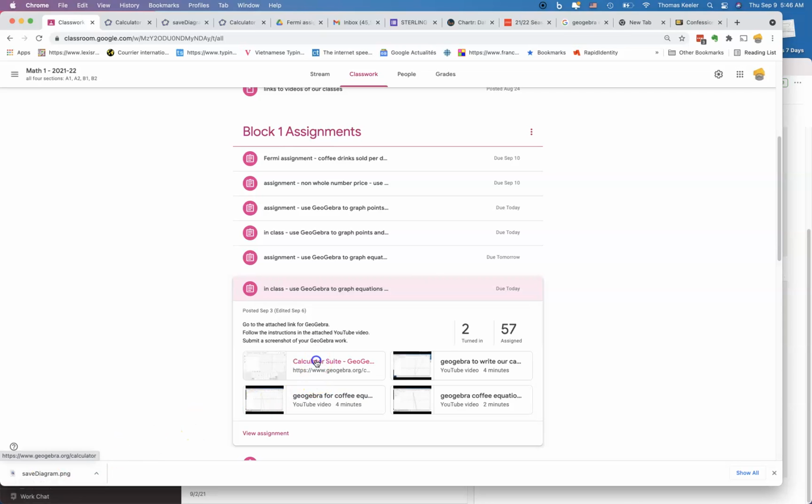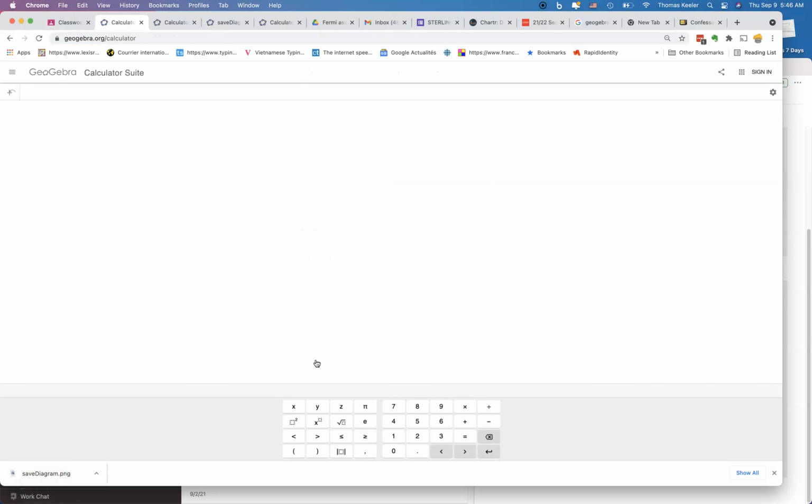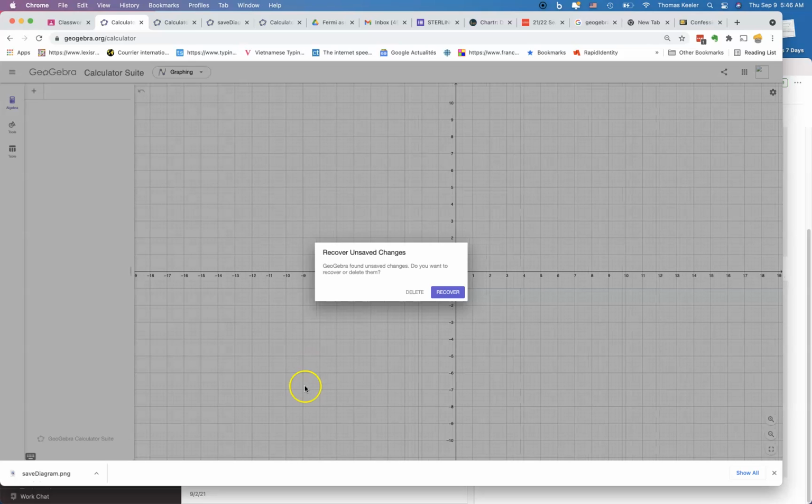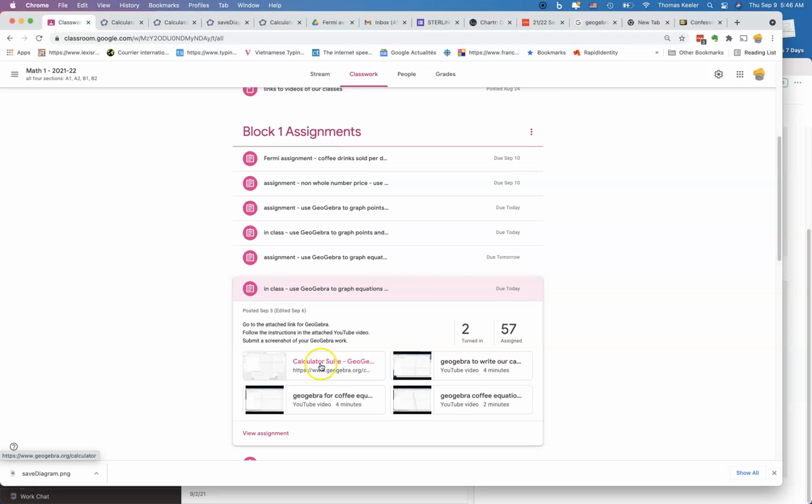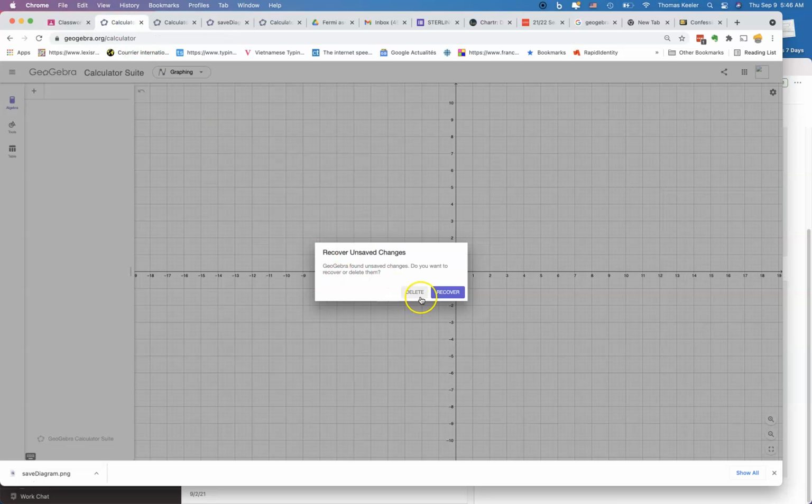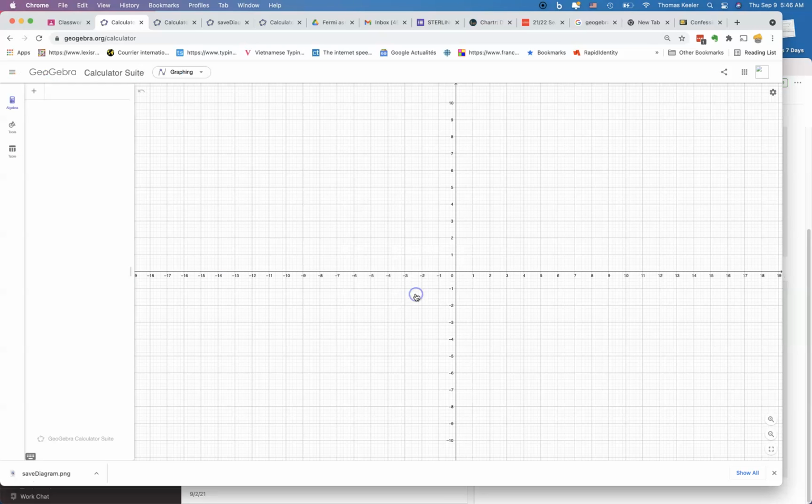Okay, so here's a video that will give you some extra pointers on how to use GeoGebra. So I went to the assignment and I clicked on the link to GeoGebra. When I came in here, recover unsaved changes, no, I don't care about that. So let's first look at how to graph a point.